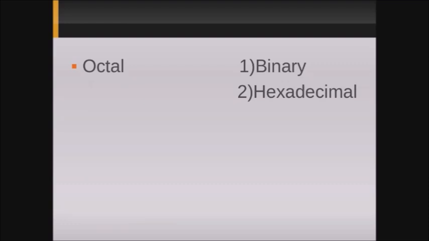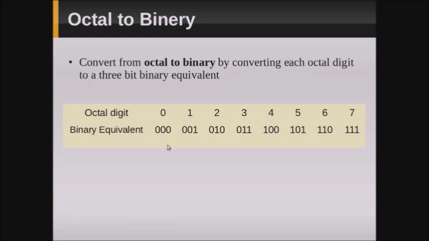The octal number system contains 8 symbols, that is from 0 to 7. Now I have to convert it into a 2 symbol format, that is 0 and 1. What we have to do here is convert from octal to binary by converting each octal digit to a 3-bit binary equivalent. So we have to represent every digit in the octal into a binary equivalent.